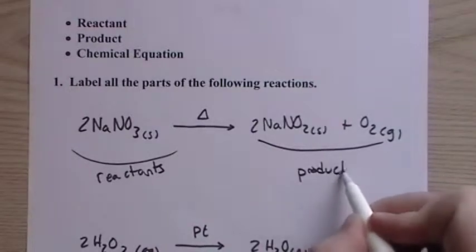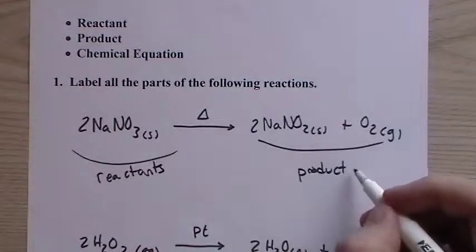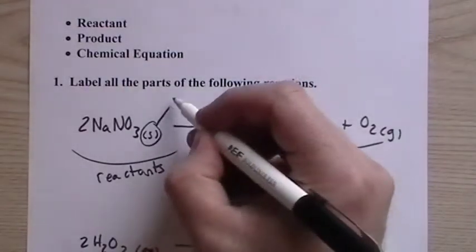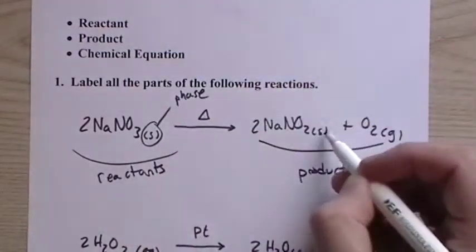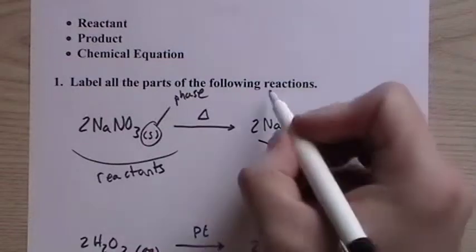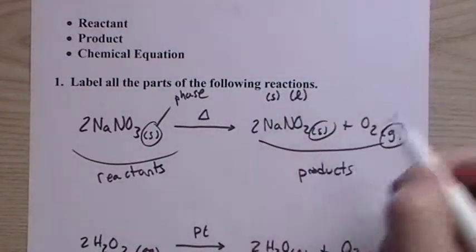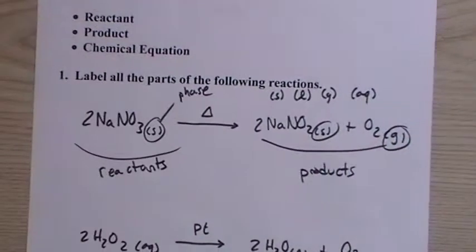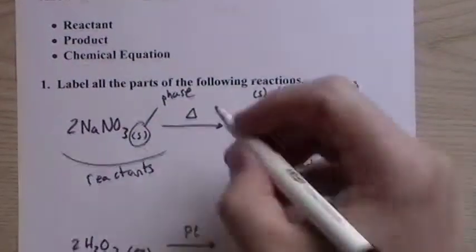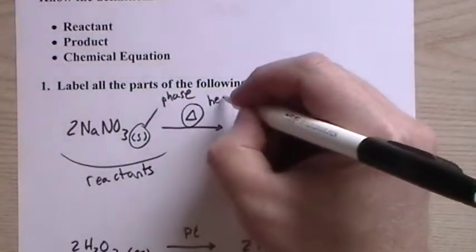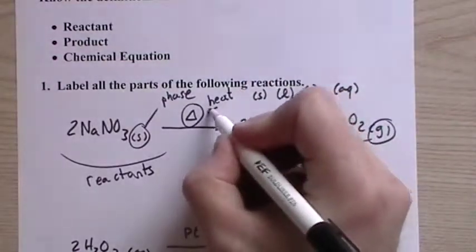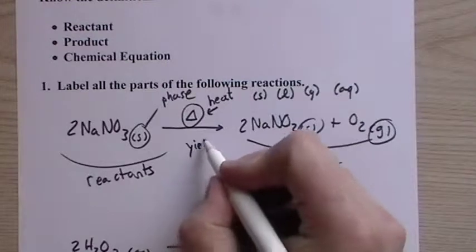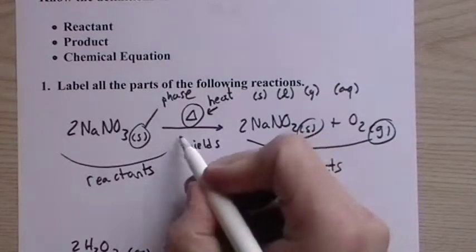You have to have at least one reactant and one product, but then it can go up from there. This here is the phase. So are these here: solid. So you have S, L, solid, liquid, gas, and aqueous. Those are the ones we deal with. This delta here means change, and when it's above an arrow it means heat. You've added heat. And then the arrow means yields.